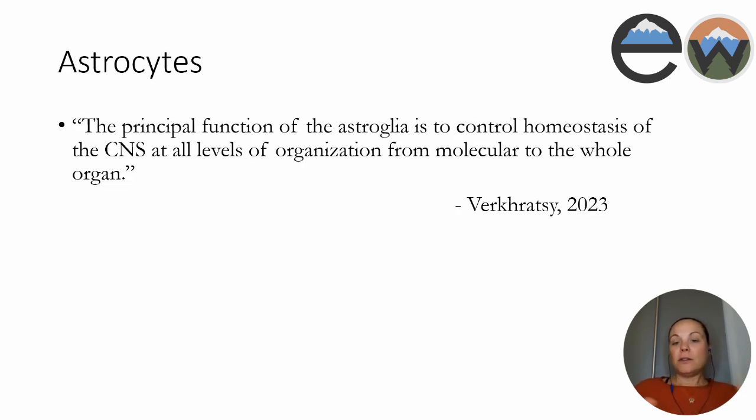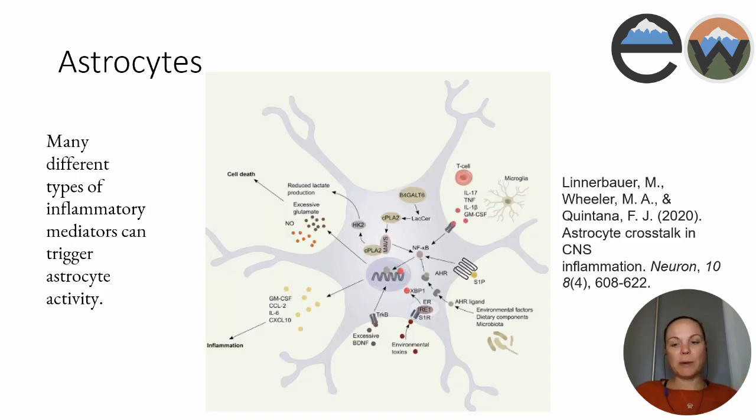From the first one as well, but just to drive in the point of the importance, the principal function of the astroglia is to control homeostasis of the central nervous system at all levels of organization, from molecular to the whole organ. So it's a big deal. Astrocytes are a big deal specifically. It's a type of glial cell that's in the body. I talked more about this in the first one, so I'm not going to go into just anatomy with astrocytes.